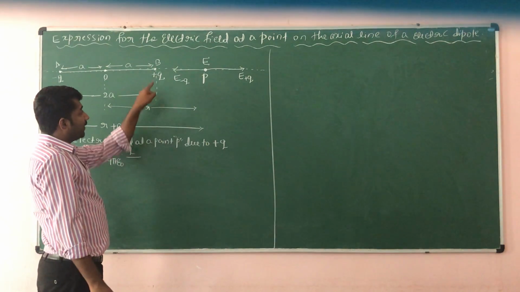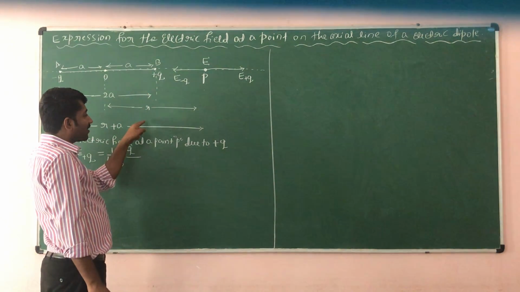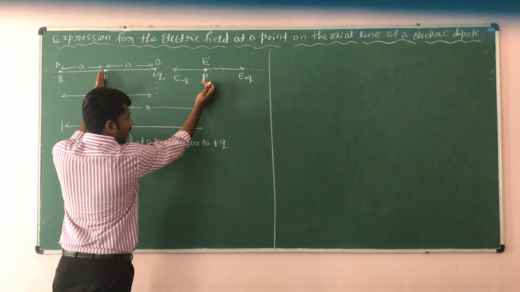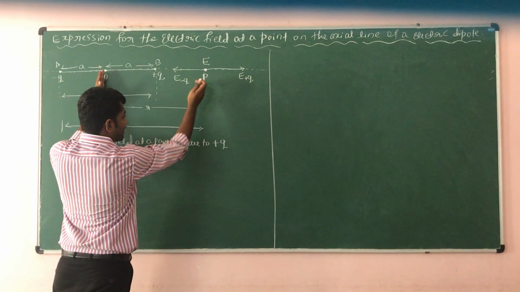Due to this positive charge, R is the distance from the midpoint of the electric dipole to the point at which you are going to calculate the resultant electric field.